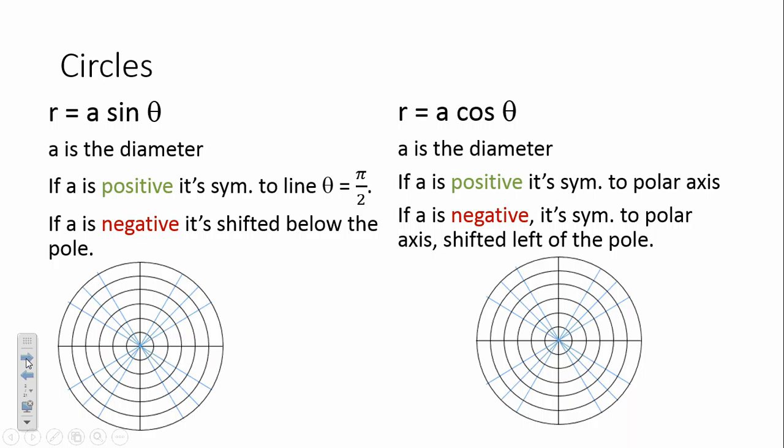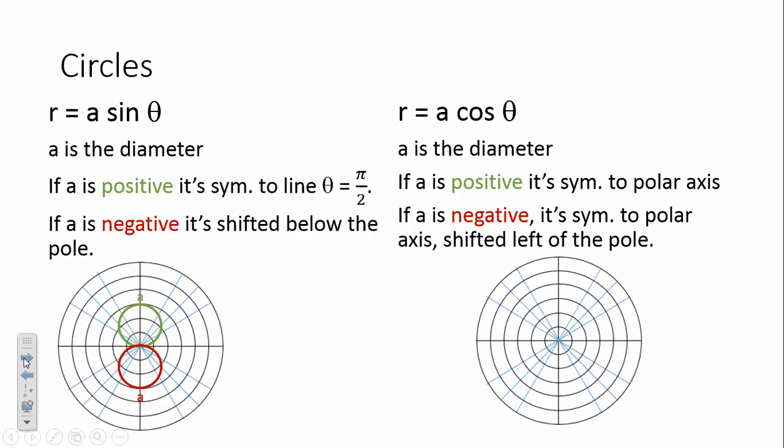So when you see r equals a sine theta, think about a being the diameter of that circle, and if a is positive, it's going to be symmetric with the line theta equals pi over 2. So it's going to be on what was traditionally the positive y-axis in our rectangular coordinate systems. And if a is negative, it's going to shift it down and put it where the traditional negative y-axis was. So think of sines and y's going together.